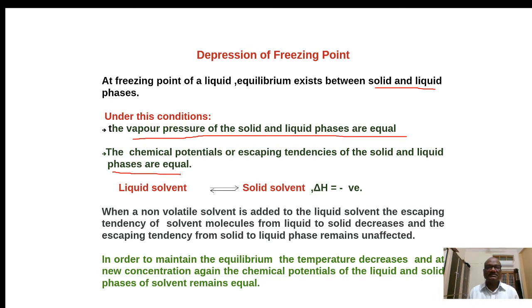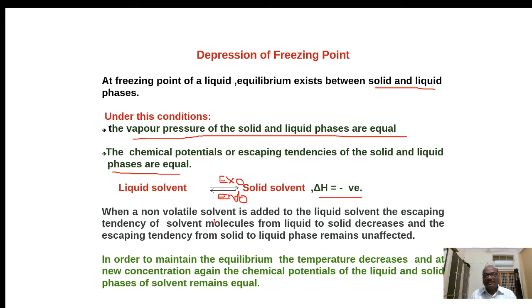That is the first point. The second one is the chemical potential, or escaping tendency from one phase to another, of solid and liquid will be equal. So the liquid solvent and solid solvent will exist in equilibrium. You remember, when a liquid is converting into solid in the forward process, delta H will be negative. When the liquid solvent is converting into solid solvent, that is solidification, this is exothermic. That's why delta H is negative. Means the forward process is exothermic, whereas the backward process is automatically endothermic. The conversion of solid into liquid is endothermic.